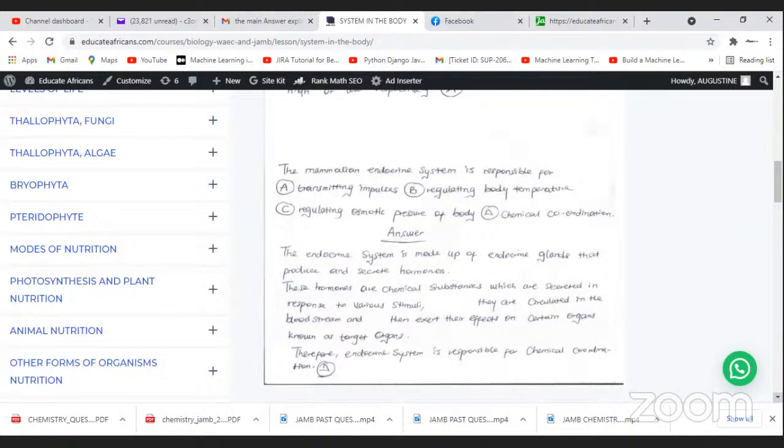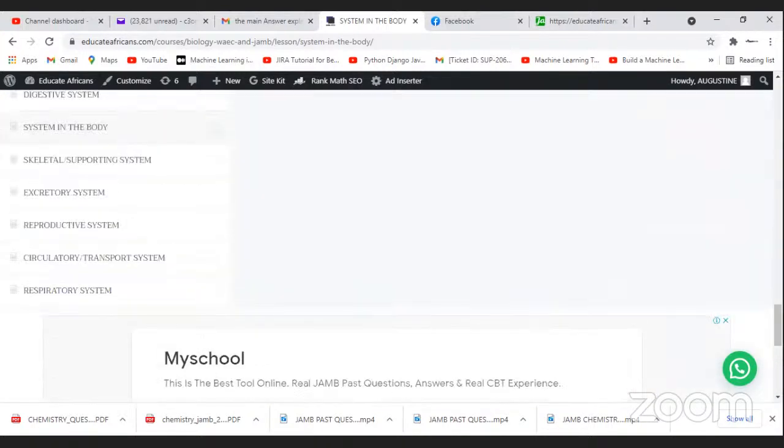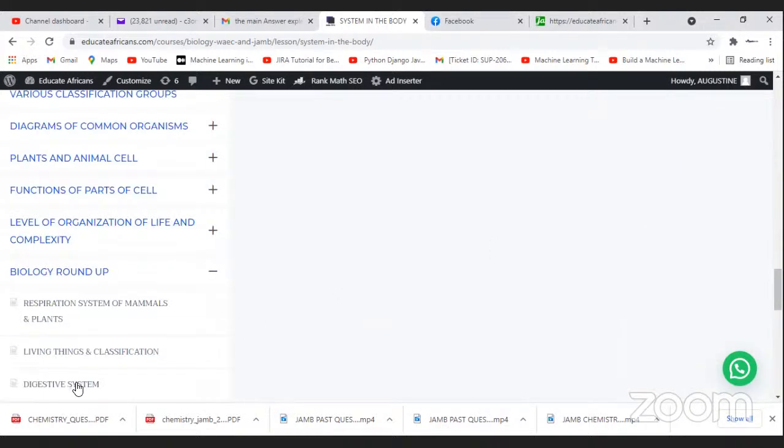They are circulated in the bloodstream and then exert their effect on certain organs known as target organs. Therefore, the endocrine system is responsible for chemical coordination. Okay. So let's look at digestive system. We're moving on. So we're almost done. Let's look at the digestive system.